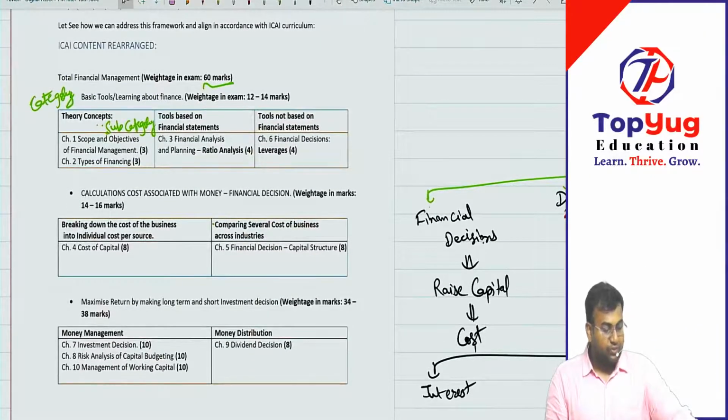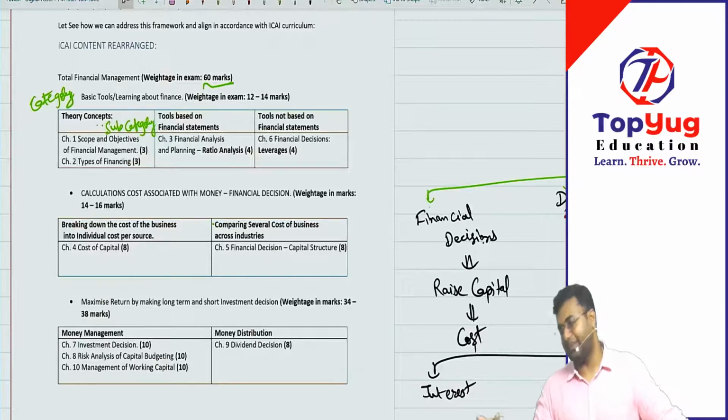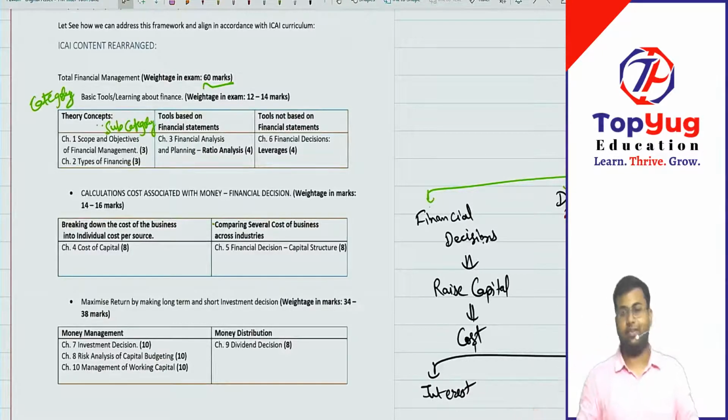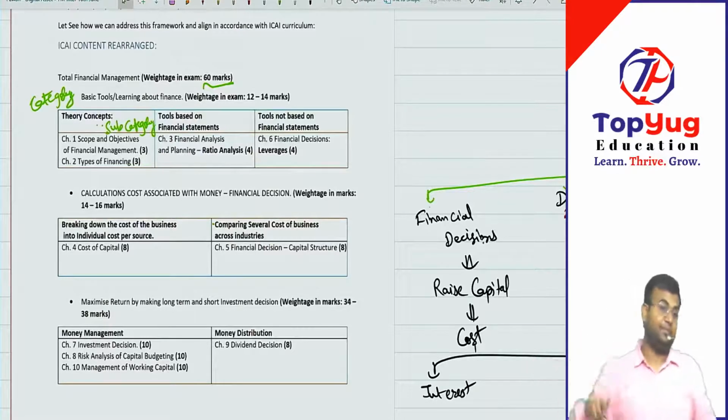So the first category was theory concepts: scope and objectives of financial management, types of financing. Types of financing is how do you raise money? That's it. There are different ways of raising capital, which we'll get into in detail whenever it is necessary. Tools based on financial management. This is the important topic, where financial analysis and planning, that is ratio analysis. And then tools not based.